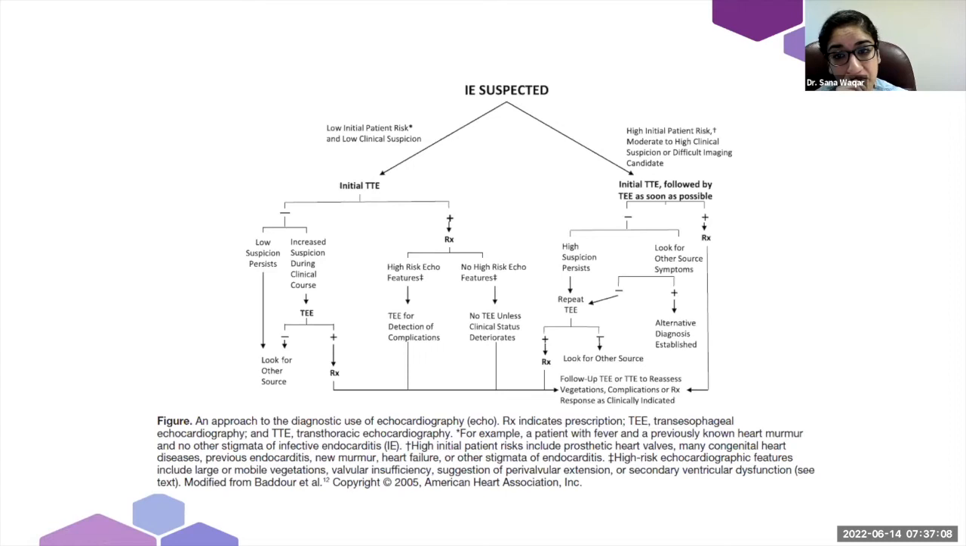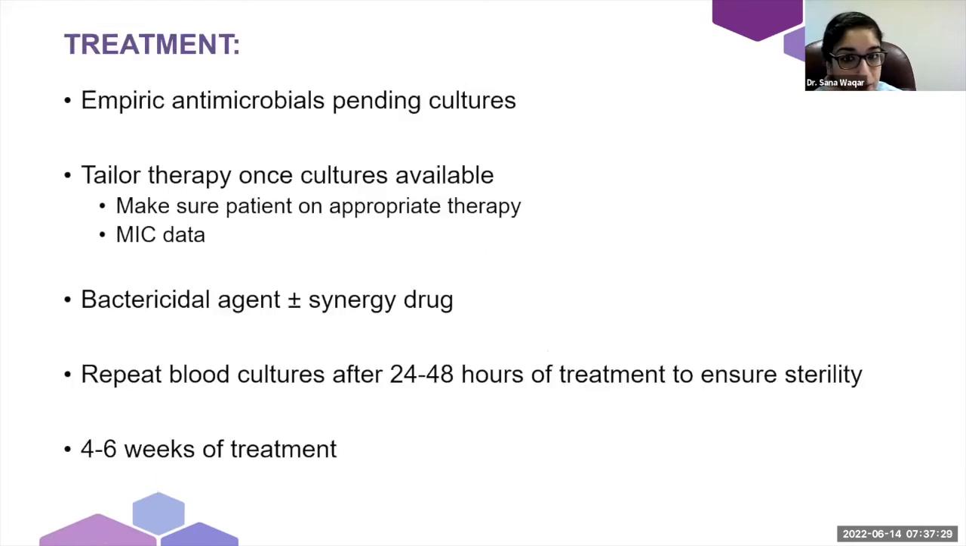And why a TTE is not enough in the setting of high clinical suspicion is case in point to our patient. He had a TTE done, and it was okay. It wasn't the best TTE, had a bit of regurgitation, but it really didn't show us the vegetation until we did the TEE. So that's why it is important to proceed with a TEE when your suspicion is high.